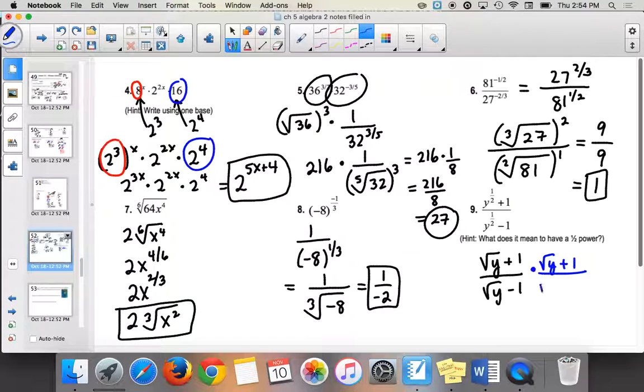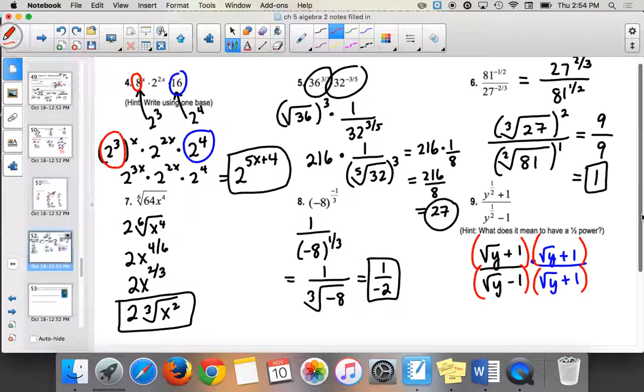The conjugate, yep, square root of y plus 1. She didn't know the word, but she knew what to do. All right, and then we FOIL it out. So we're going to do the first one times the second one. It is not 0. It doesn't just go away completely.